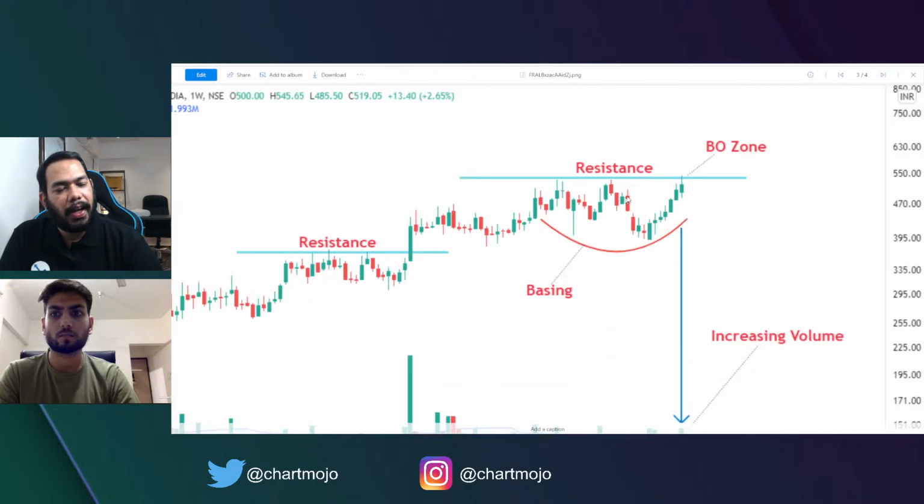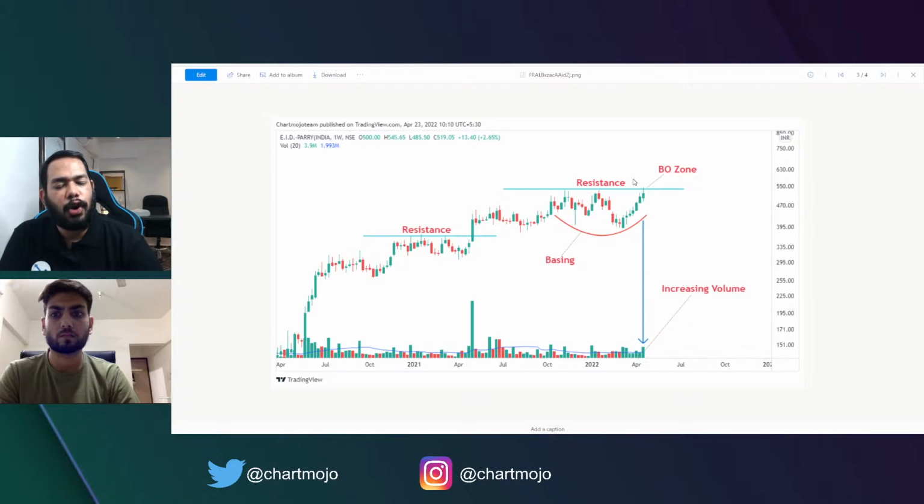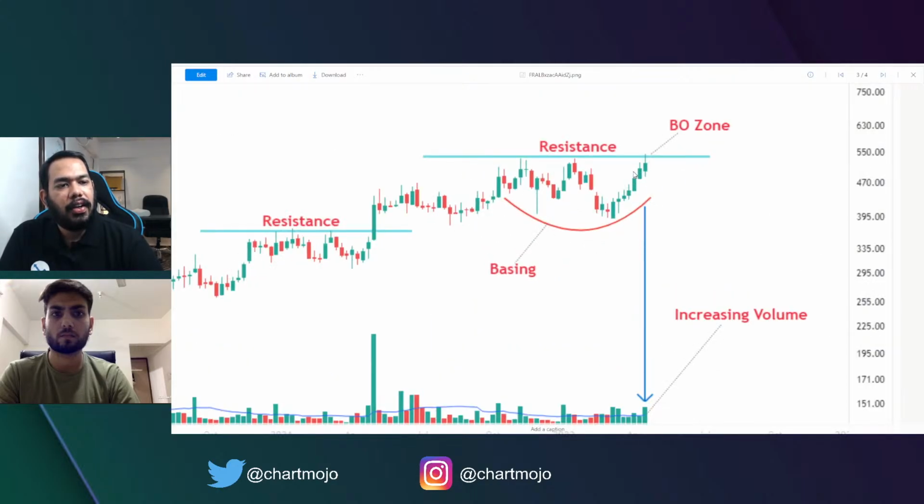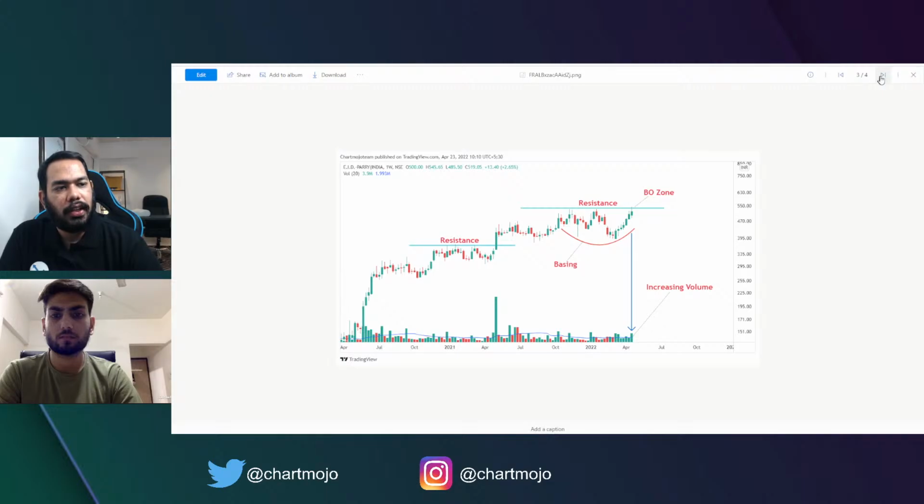Now I will talk about the next counter, which is EID Parry. Again, same. This is a breakout soon stock with a basing pattern forming up, and we can see it getting a breakout around 550 level. When 550 is taken out, it's a breakout from a basing pattern, and we can see the stock going up. Again, we have selected the weekly chart. If the market gives a gap down, we can see 1 or 2 more weeks of consolidation.